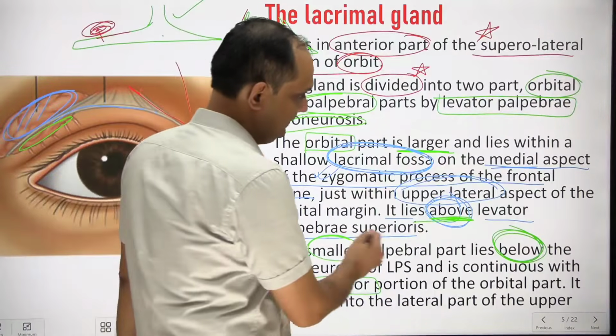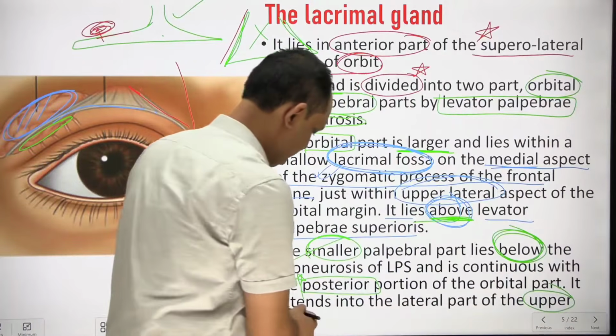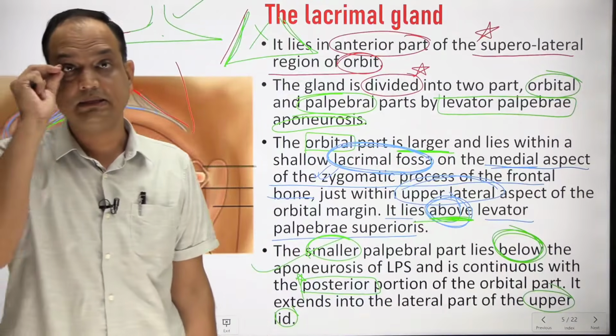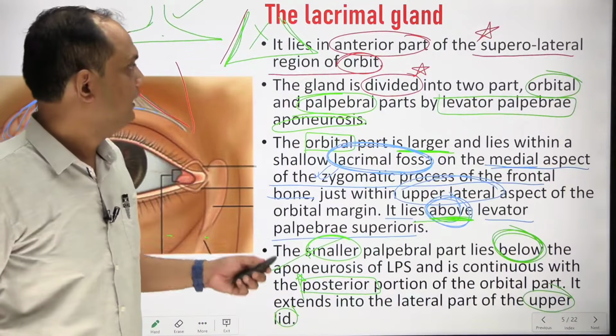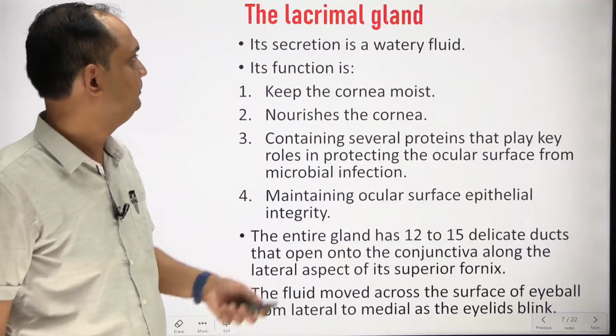And the important thing is that this part extends into the lateral aspect of upper eyelid. So ये जो हमारा palpebral part है ये upper eyelid में present है, और हम इसको देख सकते हैं by lifting of your upper eyelid on the lateral side. Now here we have seen the position.